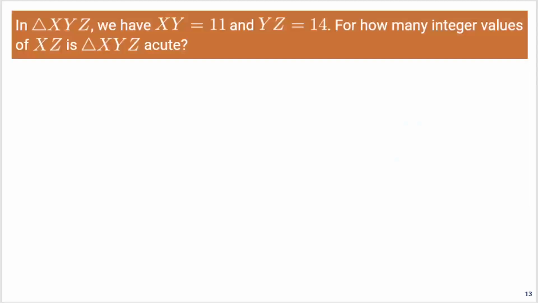All right, let's do a practice here to use what we have learned so far to solve this problem. In triangle XYZ, we have XY equals 11 and YZ equals 14. For how many integer values of XZ is triangle XYZ acute?